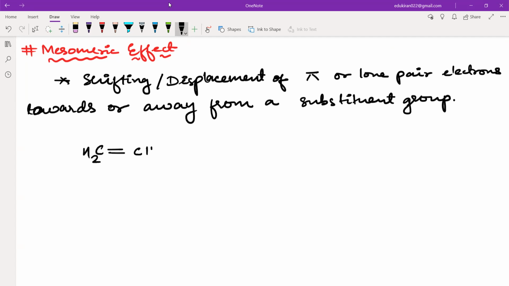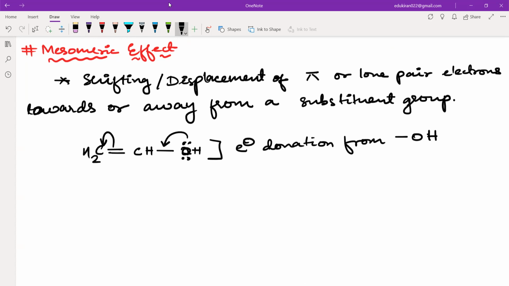For example, I can show CH2 double bond CH single bond, and let me write OH on this here. So what is happening here? Here we can see electron donation from the OH group. So this is an electron donating group, and we show that as plus M group. That will be plus M. That means it is giving electron.